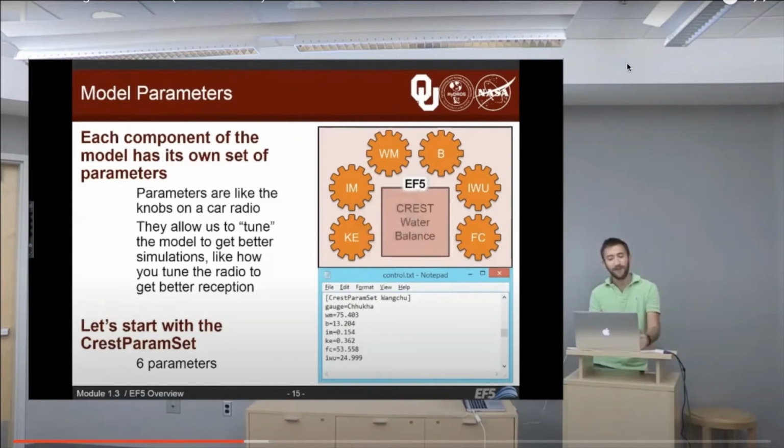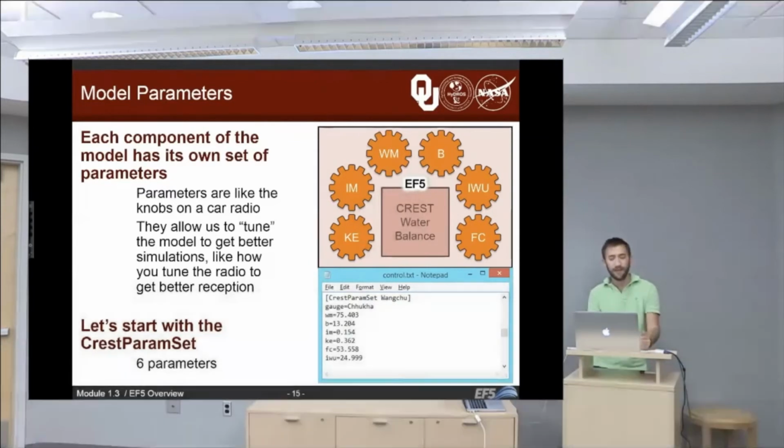We have 6 lines, WM, B, IM, KE, FC, and IWU, and those are abbreviations for the various parameters, which we're going to talk about more later on in the training.